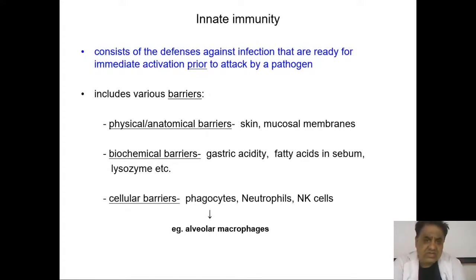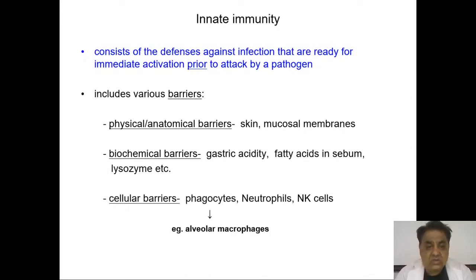It is a tough layer covering the body and protects against pathogens entering directly into the soft tissue or blood and causing disease. Mucosae also are an anatomical barrier because the mucosa has its own immunity. So we'll discuss mucosal immunity in brief. Biochemical barriers, for example, if you ingest a pathogen via contaminated food or water, the gastric acidity itself is an innate immune barrier. Now, the sebum in our sweat has fatty acids which are toxic to many organisms.